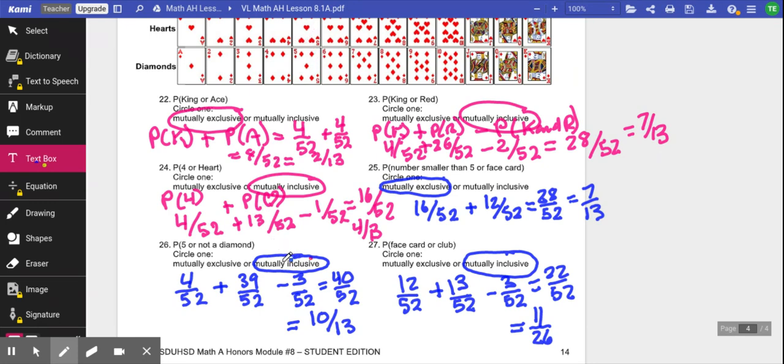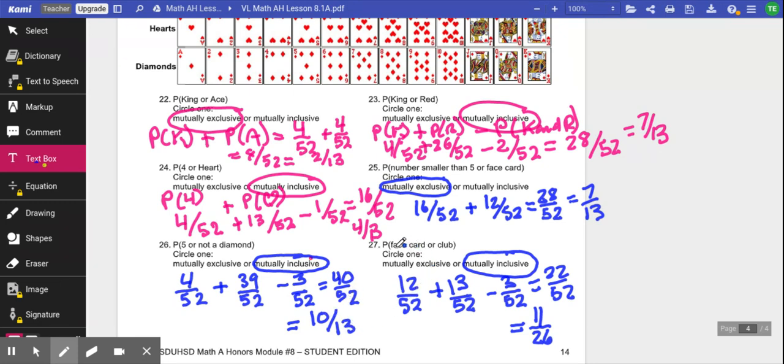So I have inclusive. There are 4 5s in the deck. There are 39 cards that are not diamonds. But then I have to pick the 3 cards that are 5 and not diamonds. So I get 40 out of 52, which is 10 out of 13.